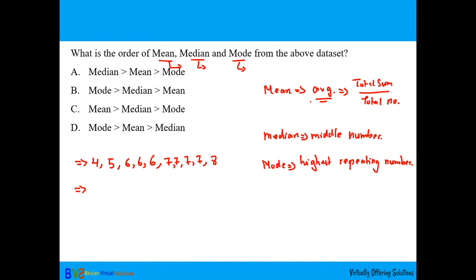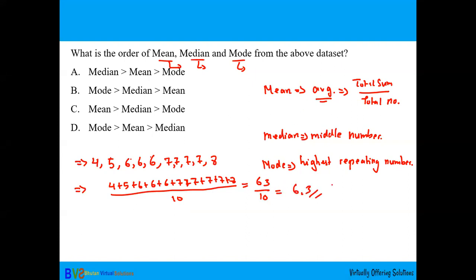Now let us find the mean. I told you, it is the same as finding the average, so we call it the mean. To find the average you have to add all these numbers: 4 plus 5 plus 6 plus 6 plus 6 plus 7 plus 7 plus 7 plus 7 plus 8, divided by the total count, which is 1, 2, 3, 4, 5, 6, 7, 8, 9, 10, so 10 numbers. You get 63 divided by 10, so the mean is 6.3.